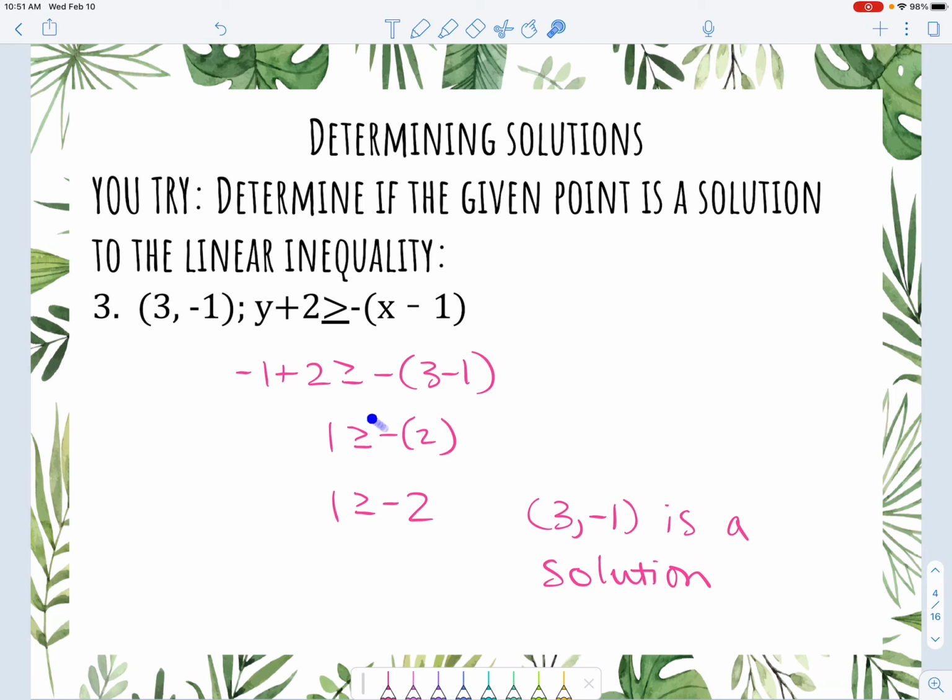We want to evaluate what's in there first. I can evaluate what's on the left as well, and then I multiply to get a negative on the right. So this inequality reads 1 is greater than or equal to -2.